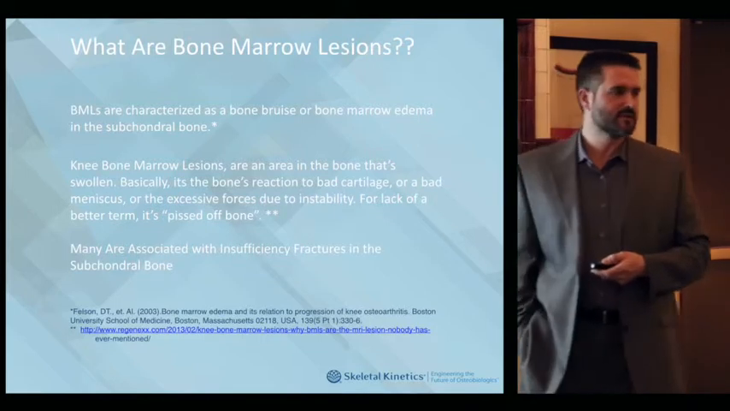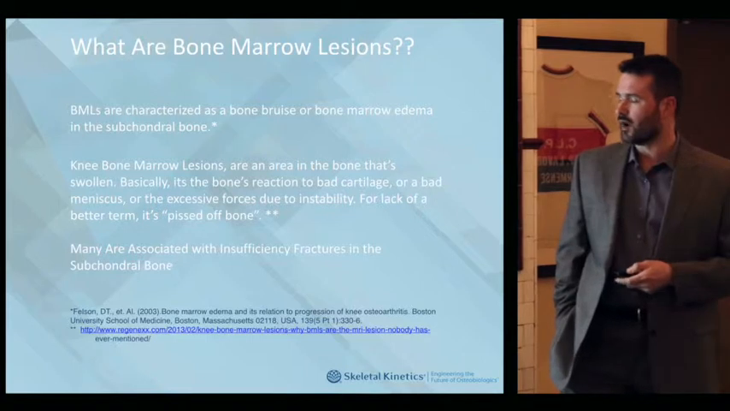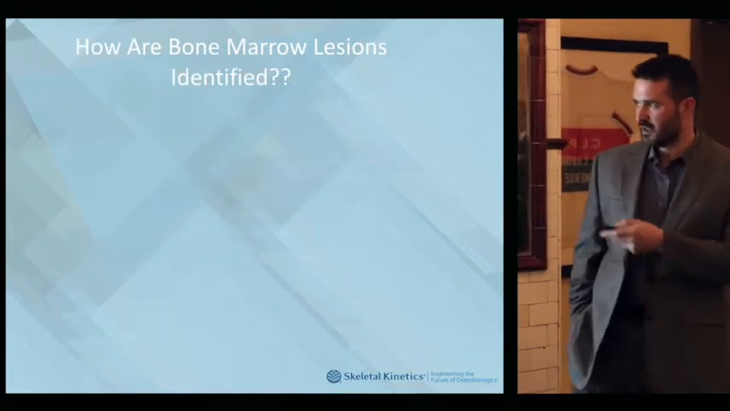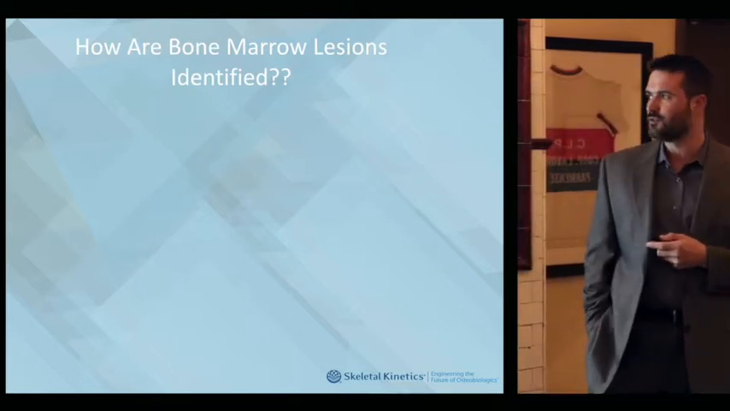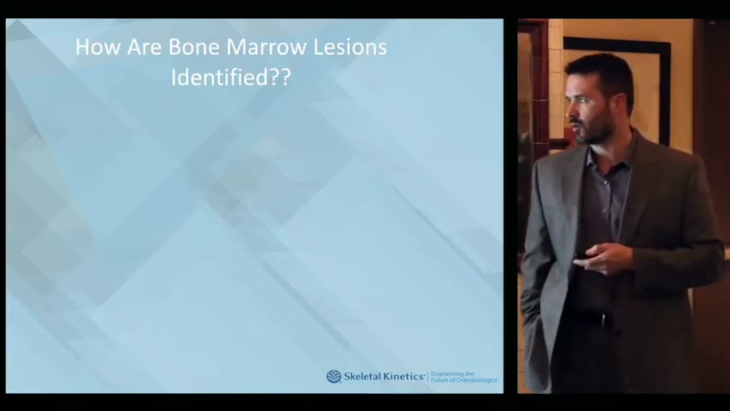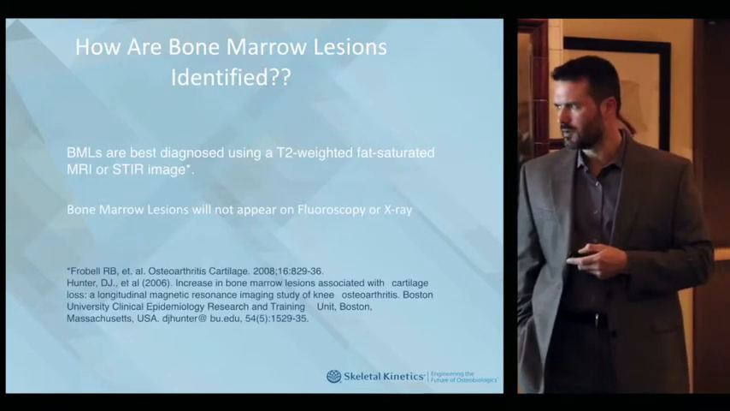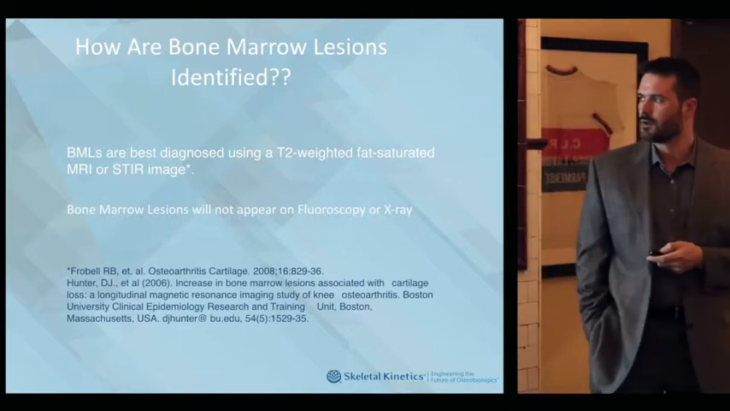And they can develop into insufficiency fractures, and then sometimes you will see a collapse of the bone if it's bad enough. Like I mentioned before, they're visualized on MRI, T2 weighted fat saturated, or the STIR image, and I have some pictures of that. But they won't appear on X-ray or fluoro in the OR.